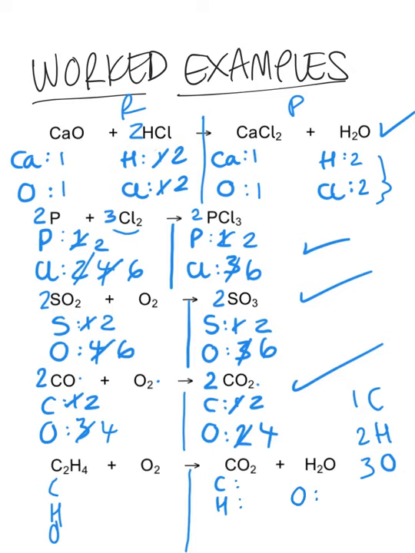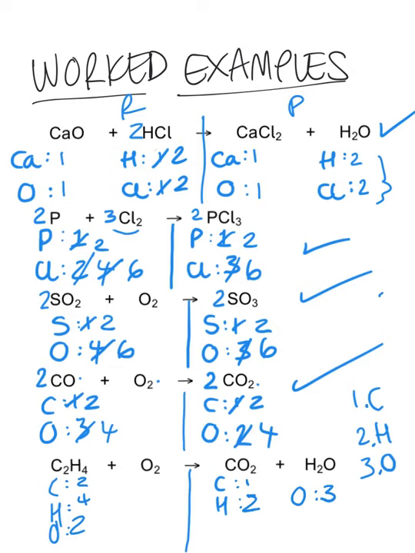So we have got 2 carbons this side, 4 hydrogens and 2 oxygens. This side we have got 1 carbon, oxygens we have got 2 here with the carbon dioxide, and we've got 1 there with the water, so 3 in total. Hydrogen, H2. Okay, so like I said, always balance them in the order carbon, then hydrogen, then oxygen.